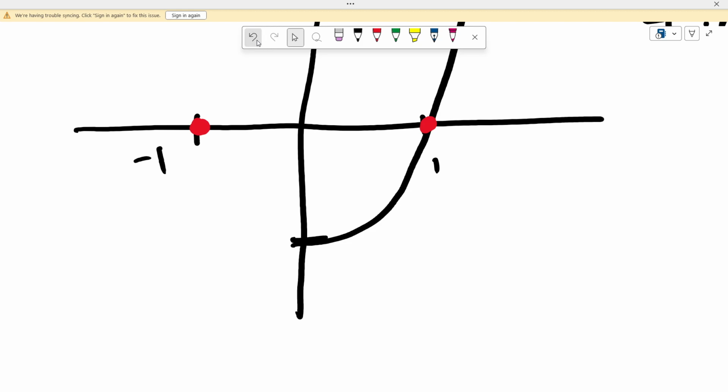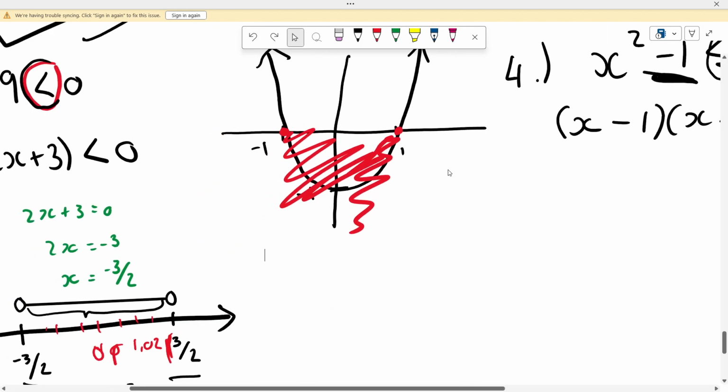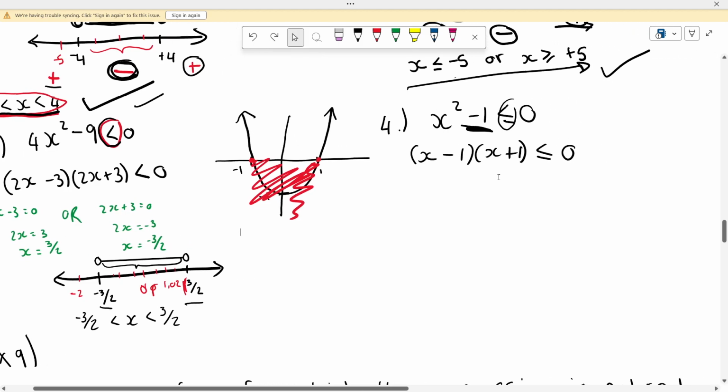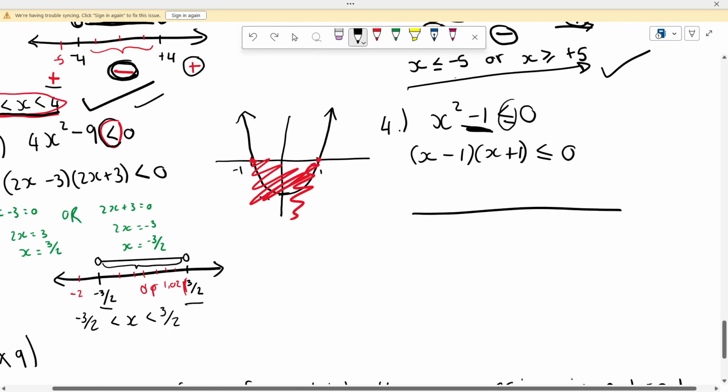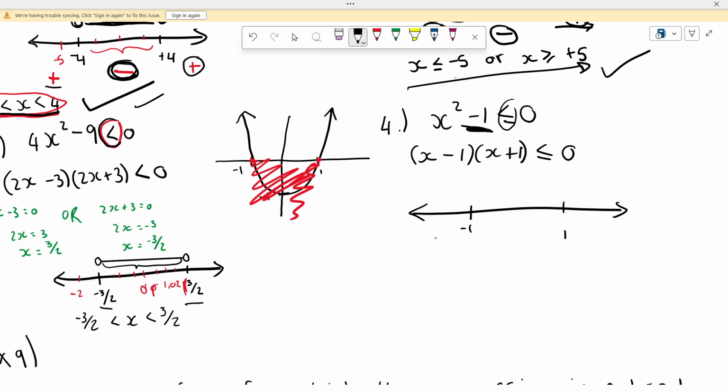Oops, I don't know what just happened. Okay. So now we can draw a number line. So if this is negative 1, if this is 1. Now, anything smaller than negative 1, like let's say maybe negative 2, type it into your calculator, you're going to get a positive value. Anything bigger than 1, like let's say positive 2, you're going to get a positive value. Anything between here, you're going to get negative.